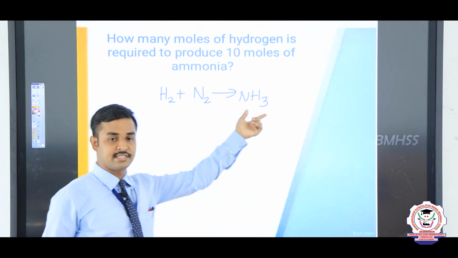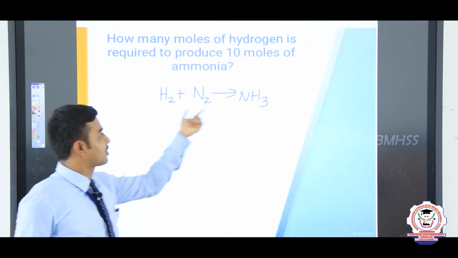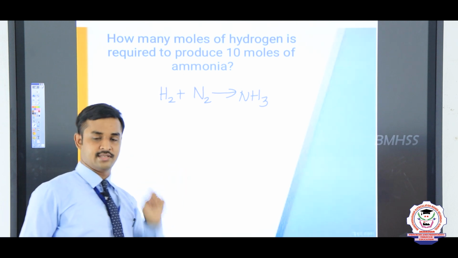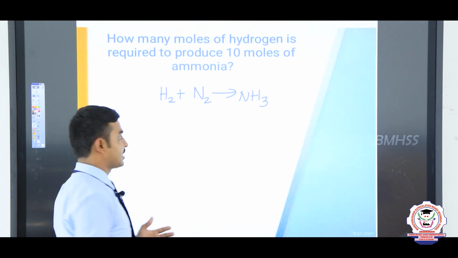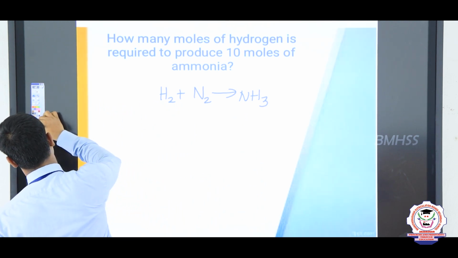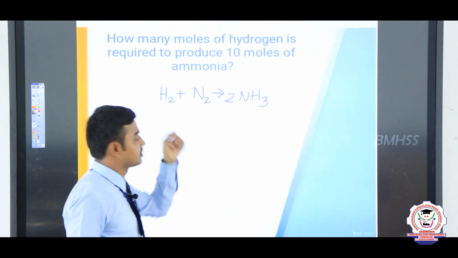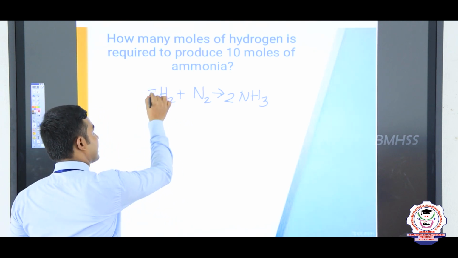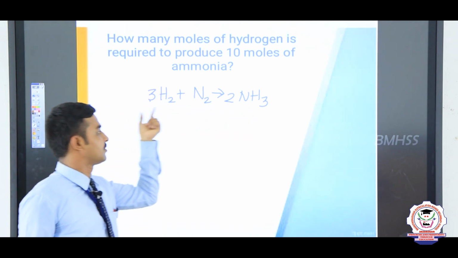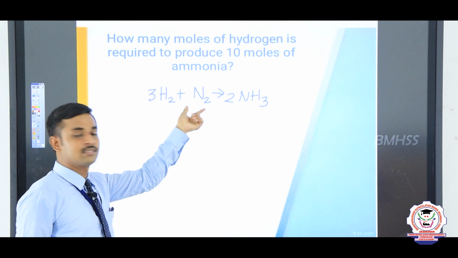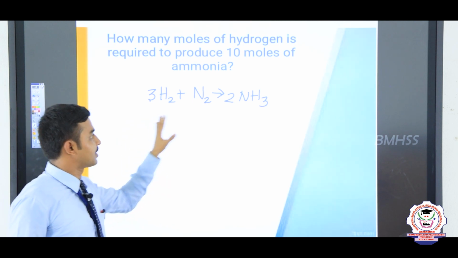When balancing this, you can see 3 hydrogens on the right side, but on the left side we have only 2 hydrogens. The common number between 2 and 3 is 6. When I write 2 in front of ammonia, 2 NH3, I get 6 hydrogens. On the left side we have H2. When I write 3 in front of it, I get 3 into 2, 6 hydrogens. So the hydrogens on the left and right sides are balanced. Next, nitrogen: 2 nitrogens on the left side and 2 on the right side. So nitrogen is also balanced. This is the correct balanced equation.